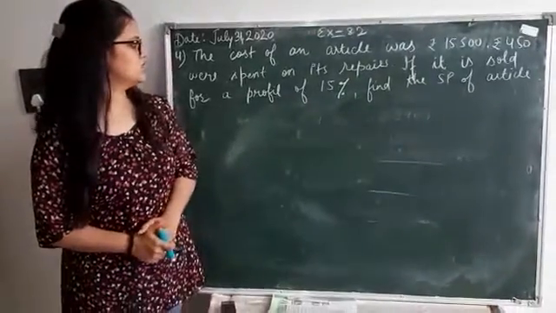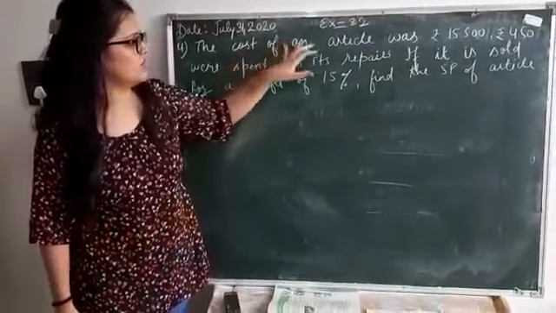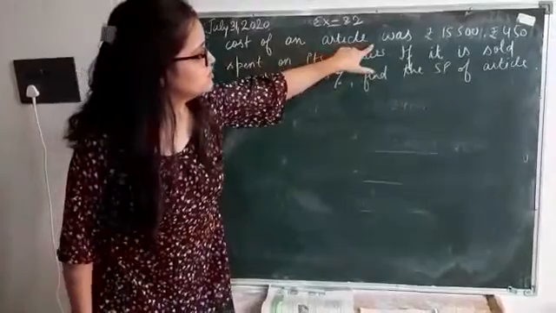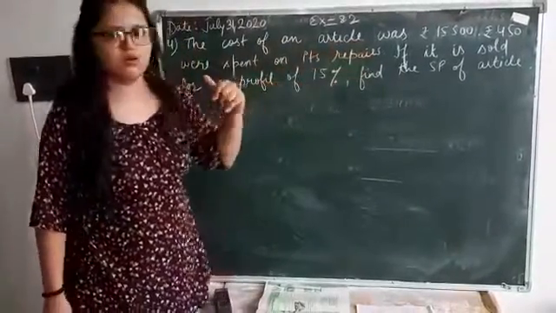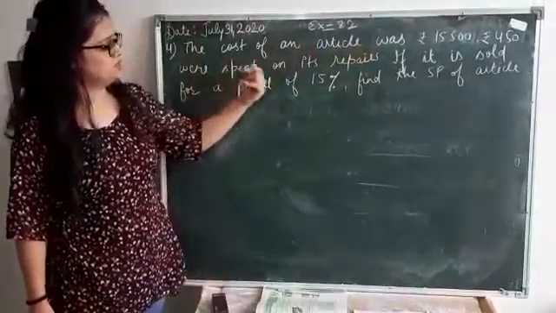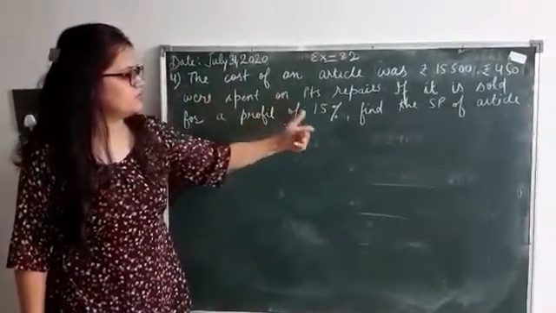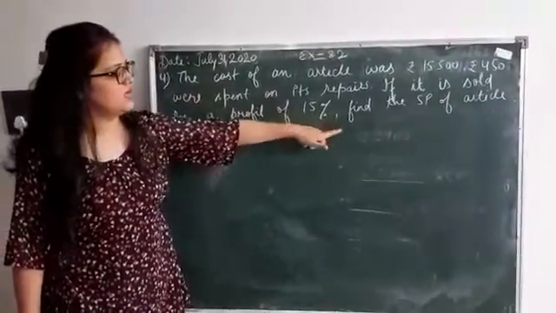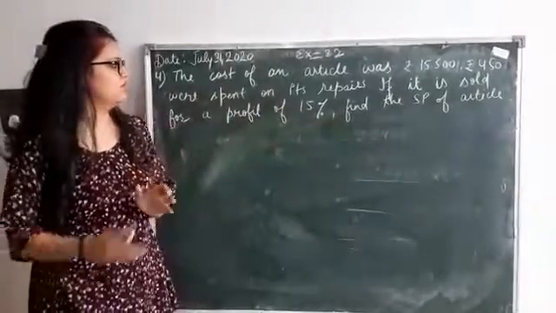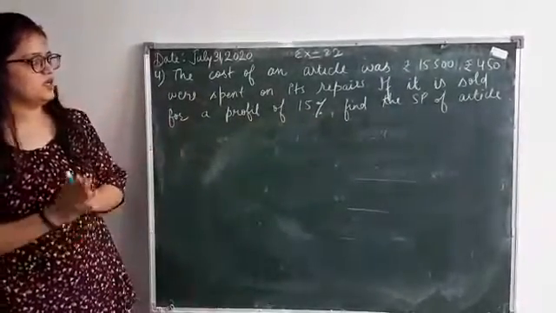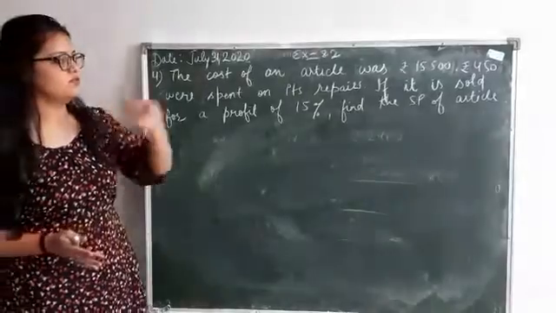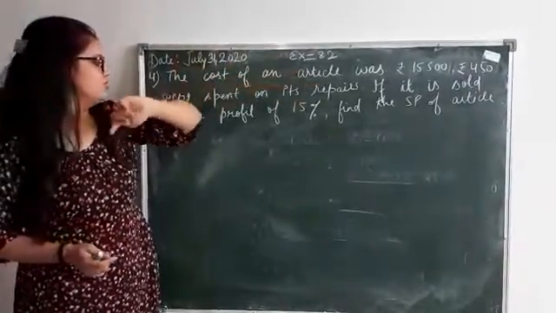Now fourth question is the cost of an article was rupees 15,500. Rupees 450 were spent on its repairs. If it is sold for a profit of 15%, find the selling price of article. So what is given here? The cost price is given. One more thing is given, that 450 rupees.